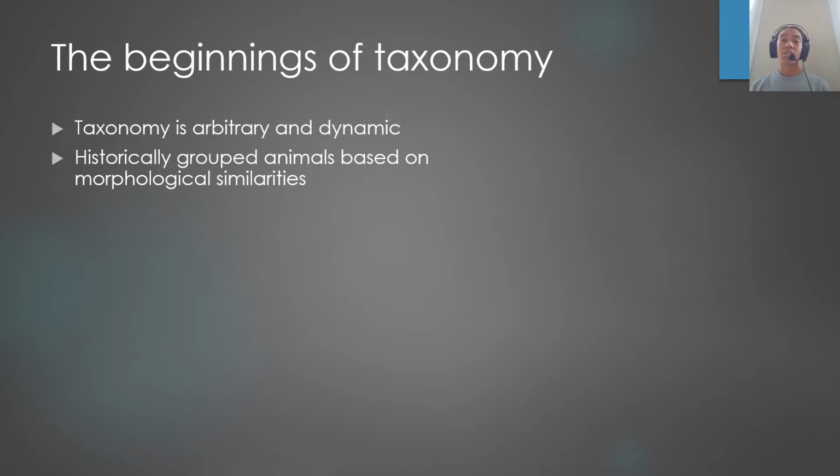Historically, we as humans grouped animals based on their morphological similarities. If you were a scientist traveling through some territory and you found an organism you didn't recognize, an unknown, you would catch that organism or take detailed notes and a very detailed picture, and bring it back to a museum.